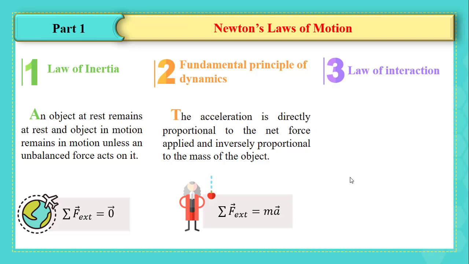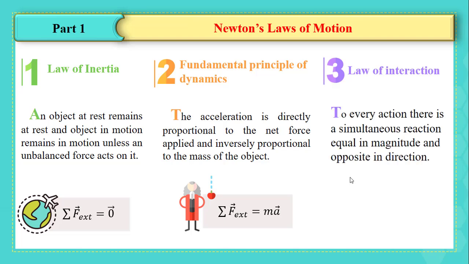Third law, which is the law of interaction. To every action, there is a simultaneous reaction, equal in magnitude and opposite in direction, and it is written as F A exerted on B is equal to minus F B exerted on A. In the upcoming videos, we are going to discuss these three laws of motion.